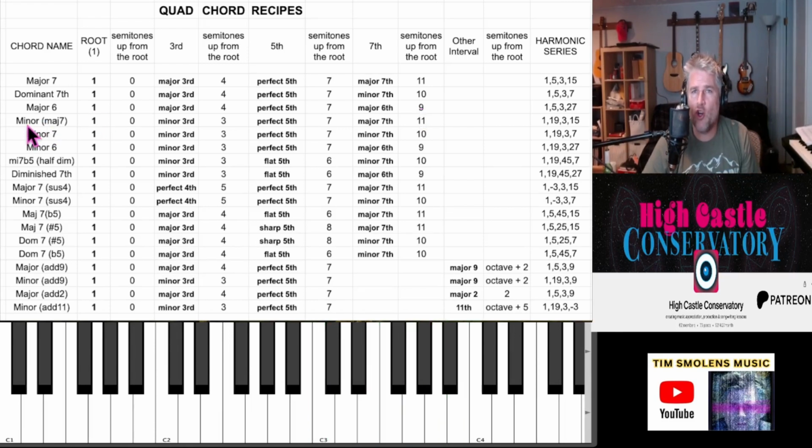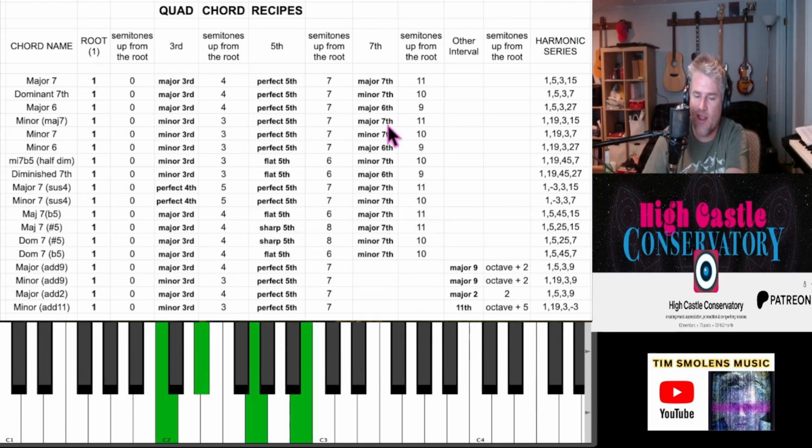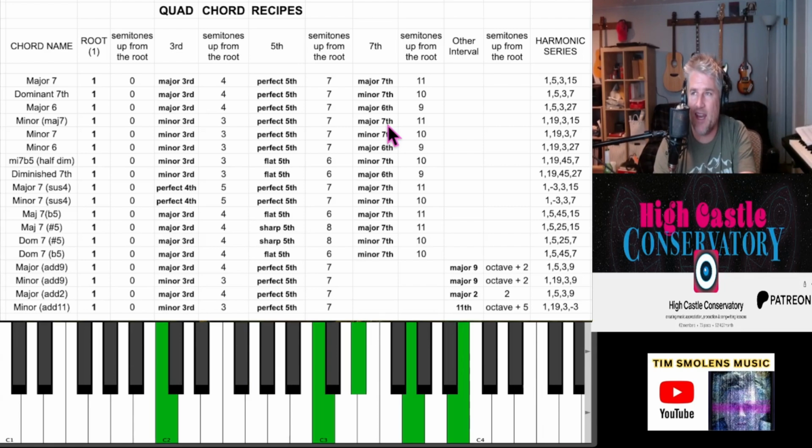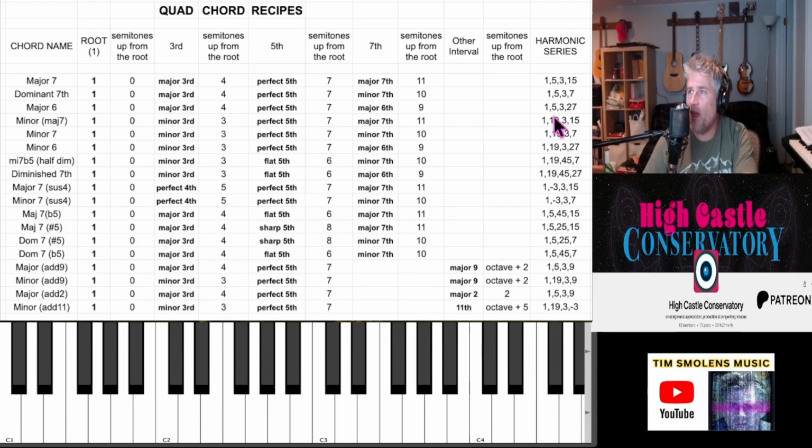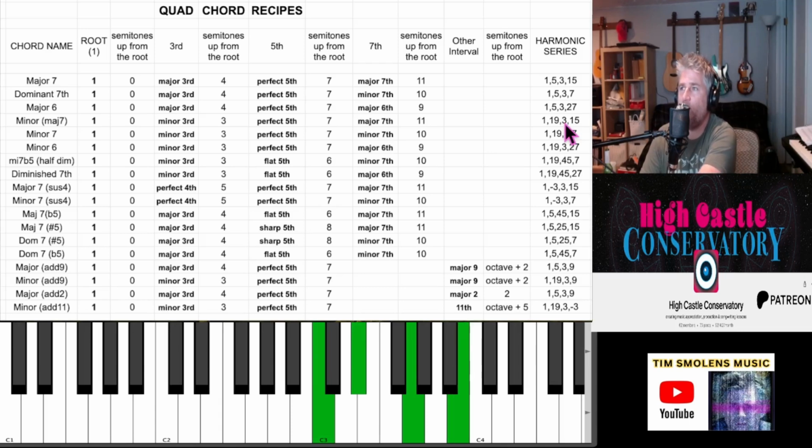Then we have a minor with a major 7. So to build a minor, we have the root, then we have a minor 3rd, which is 3 semitones above the root. Then we have a perfect fifth, which we know well, and then a major seventh, which is 11 semitones above the root. That's that classic espionage chord. Minor with a major 7. And the way you build that in the harmonic series is 1, 19, 3rd harmonic, 15th harmonic.